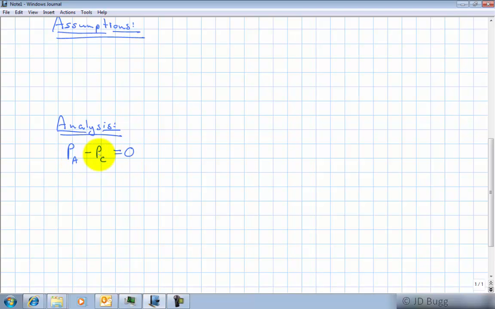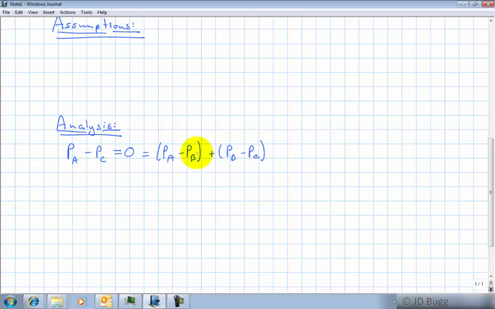Well, P_A minus P_C is a function of the pressure change in those two different fluids. So I'm going to break that down into P_A minus P_B as the first step, plus P_B minus P_C. Notice in this expression, these P_B's cancel, negative there, positive there. So this is really just another way of saying P_A minus P_C.